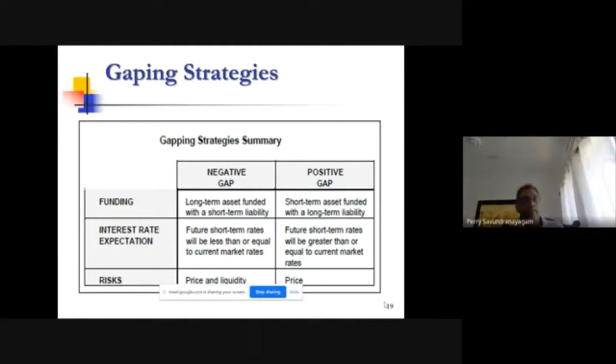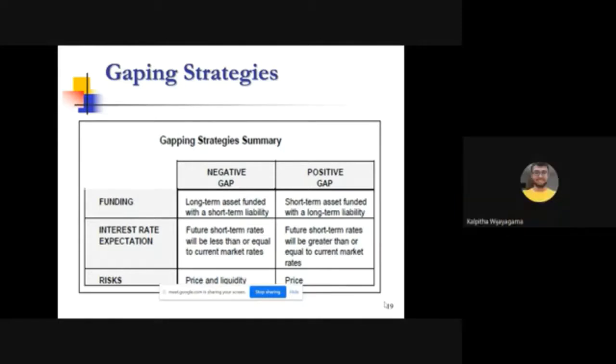The issue I see there is, what happens if you can't roll over your short-term loans? Then what's the situation? You don't have a liquidity issue, but you have an excess liquidity issue. Is that good? No, right? Because you could use that money to earn a profit.